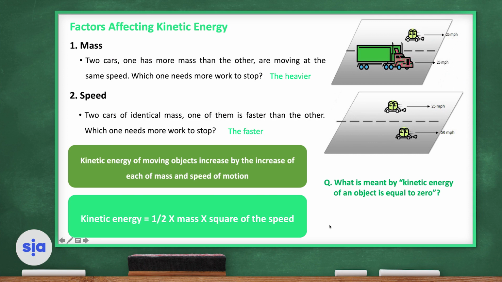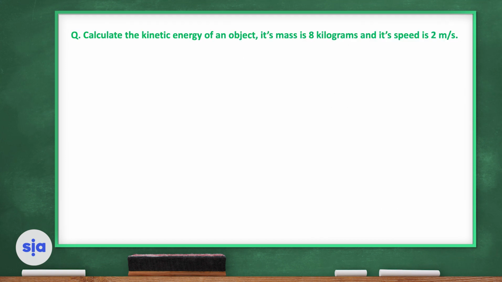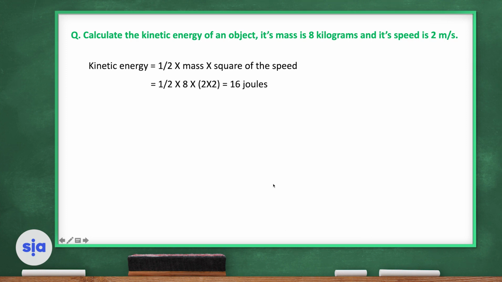What is meant by kinetic energy of an object is equal to 0? This means that the object is at rest. Its speed is 0. Calculate the kinetic energy of an object. Its mass is 8 kilograms and its speed is 2 meters per second. Kinetic energy equals half times mass times square of the speed, which is equal to half times 8 kilograms, which is the mass, and 2 times 2, this is the square of the speed. It will give me 16 joules.